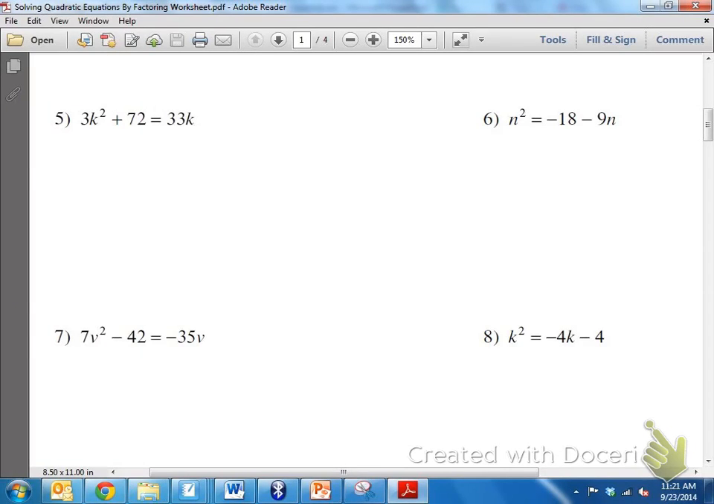All right, let's take another example here. Let's look at number 6 on the worksheet. Again, we're solving quadratic equations. So when I solve, first I need to factor, then we'll find out what n will equal. But first we factor.